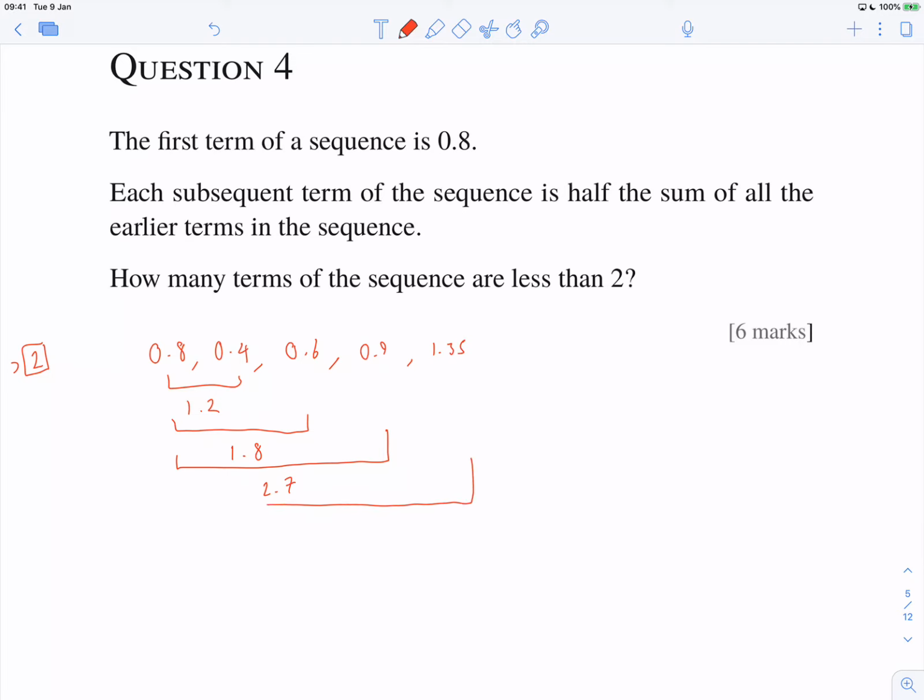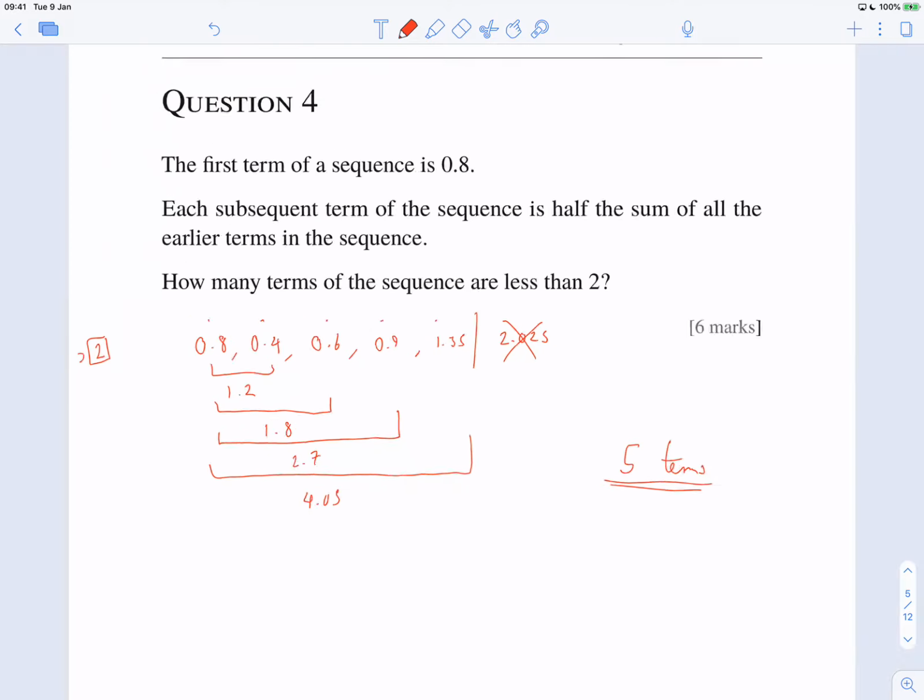So now the sum of those first terms, 2.7 plus 1.35, I believe, is 4.05. So the next term after that is going to be half of 4.05, which is 2.025. And at that point, we're above 2. So there's only 1, 2, 3, 4, 5 terms. So the answer is 5 terms. Yeah, no trick to that, just do it.